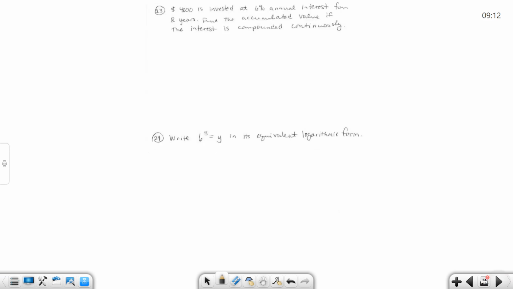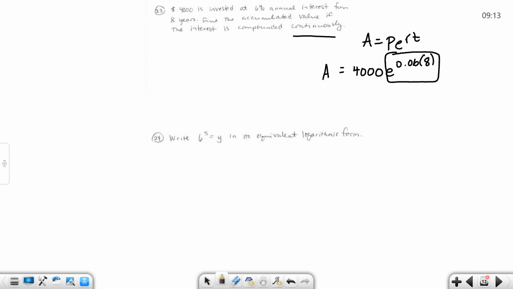Then in number 23, we're compounding continuously. So we have a different formula. A equals P, E to the RT. Now remember, E is a button on your calculator. And we are going to plug in. So A equals P, well that's our starting amount, 4,000, times E to the R. So 6% becomes 0.06 times 8.